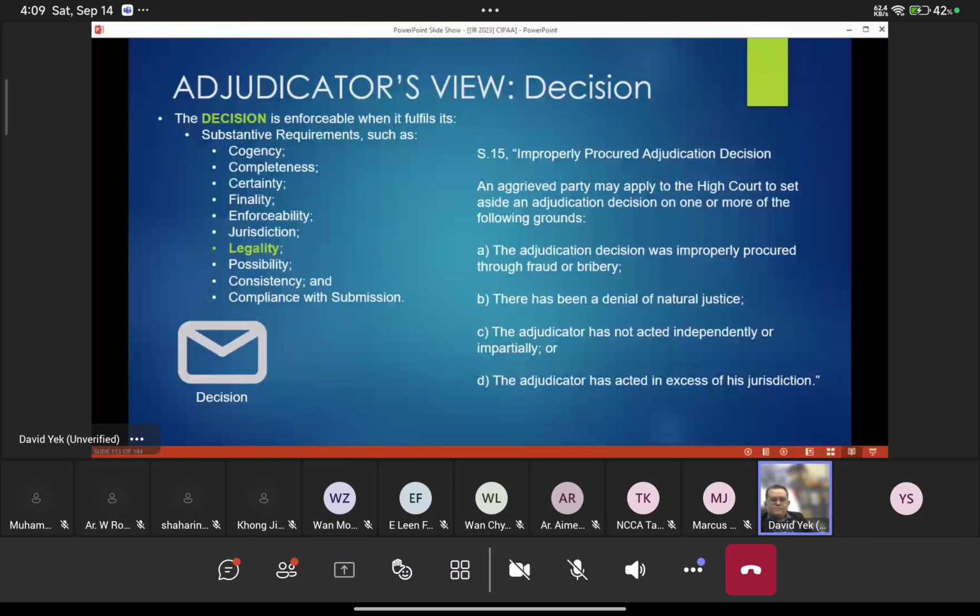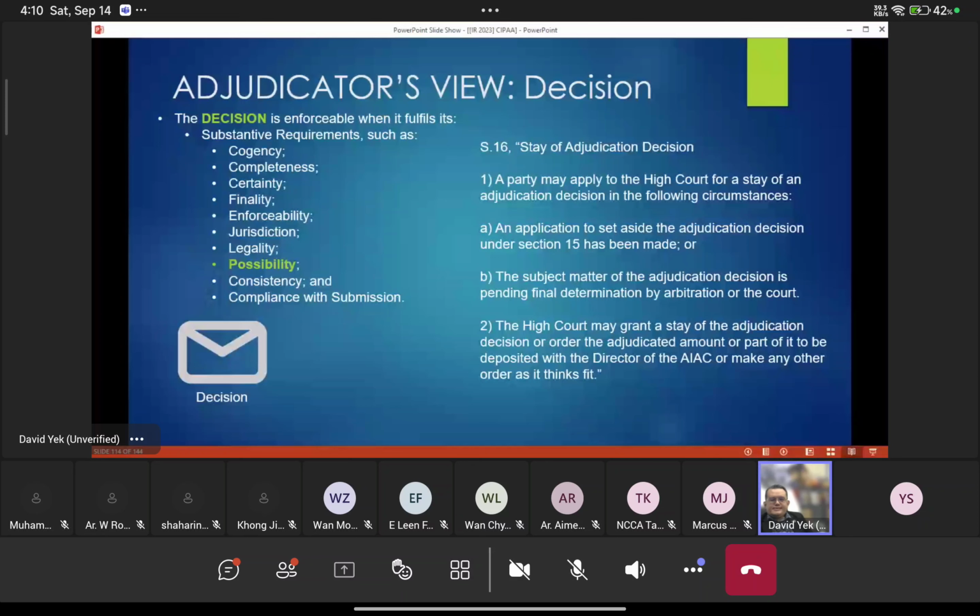Or the adjudicator has not acted independently or impartially. For example, he has unilaterally met up with the respondent, or met up with the claimant without the knowledge of the other party. It happened. It also happened in my case before. That will be another story for another time. Or the adjudicator has acted in excess of his jurisdiction that I mentioned before. So all this is considered illegal. So the question of legality comes in, the decision will be what?